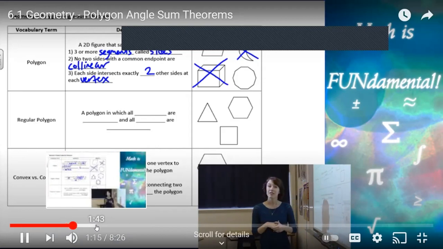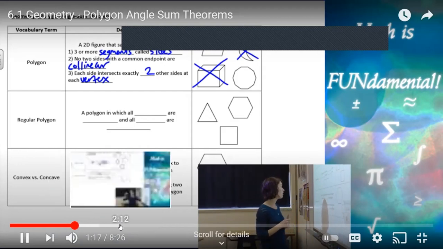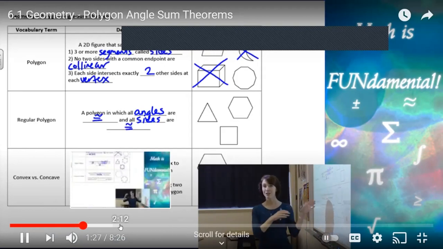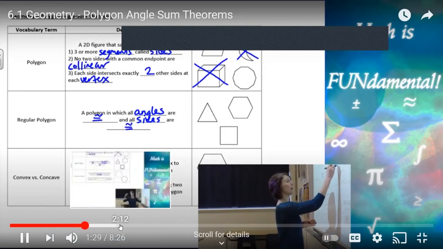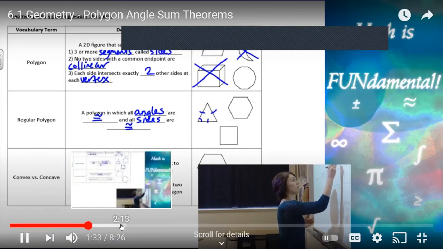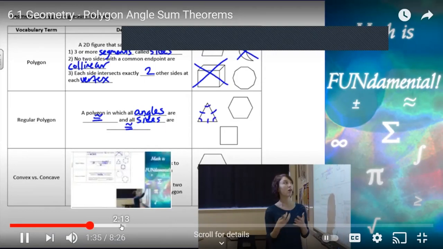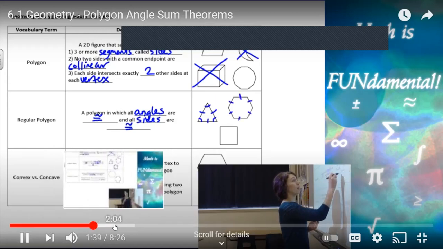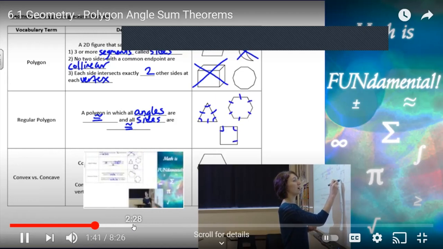All right, the second definition we have is a regular polygon. A regular polygon is a polygon in which all angles are congruent and all sides are congruent. And that's my little congruent symbol. So it would look something like this. This would be a regular triangle, or equilateral triangle. All sides are the same, all angles are the same. Same with all of these.